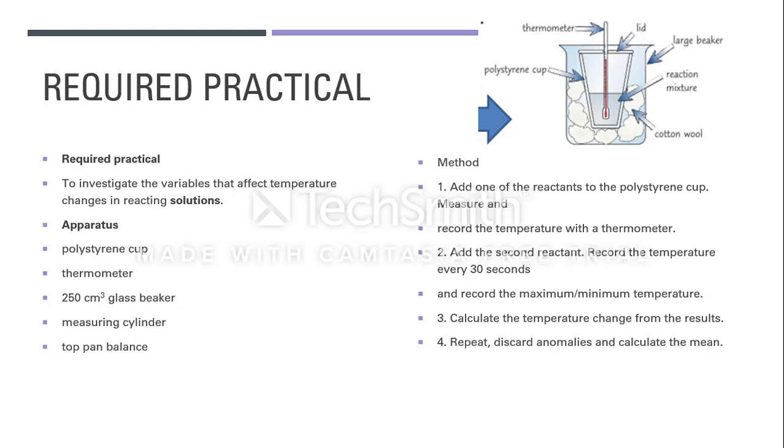Method. So first we have to add one of the reactants to the polystyrene cup. The diagram above shows the polystyrene cup and the other apparatus required. So add one of the reactants to the polystyrene cup, measure and record the temperature with the thermometer. So this could either be the acid or the alkali. And then add the second reactant, record the temperature every 30 seconds, and record the minimum and maximum temperature. Step 3 is calculate the temperature change from the results. And step 4 is to make it a fair test: repeat, discard anomalies, and calculate the mean.